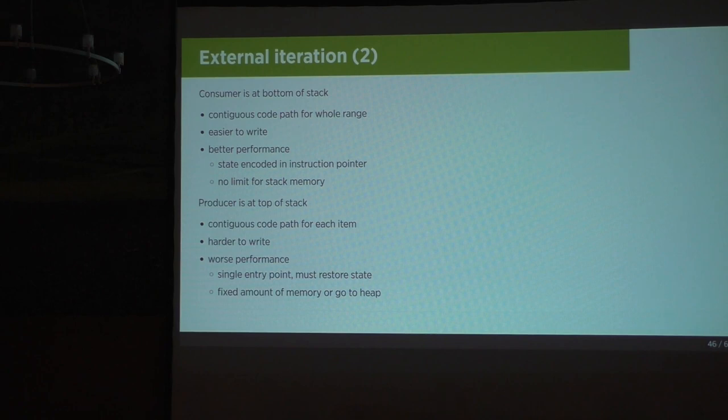For the iterator, and we already saw that writing iterators can sometimes be difficult, life is harder because every time you call star it, it basically has to recover its state. Its contiguous code path is just not there. I'm at the beginning of star it. I have to find out where I was in my tree. I have to look it up, store it somewhere, and then produce another element. And when I return, all my stack is gone. I can't store anything except the things which I actually stored inside my iterator. So I have to have a finite amount of memory in the iterator that I store from one call of star it to another, or I have to do a heap allocation, which I probably don't want to do for performance reasons. So here, the consumer has a good life. It's at the bottom of the stack. The producer has a much harder life and also has worse performance because it has to restore the state every time.